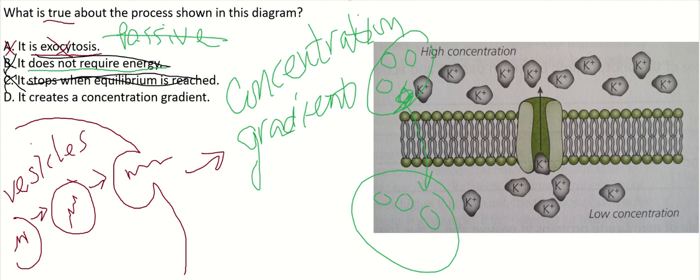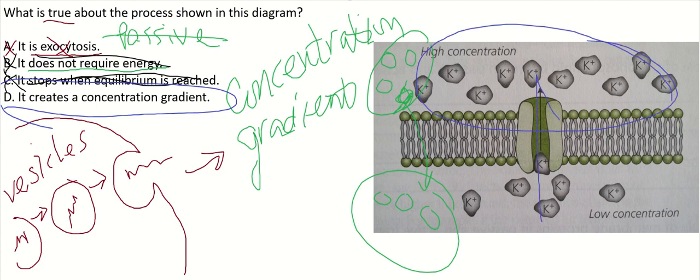All right, it creates a concentration gradient. That's right, it is creating a crowded area. Look at the arrow, it's going into the crowded area, taking this stuff, moving it over there, making it even more crowded. That is, well, pause the video. What is it? What kind of transport is this?